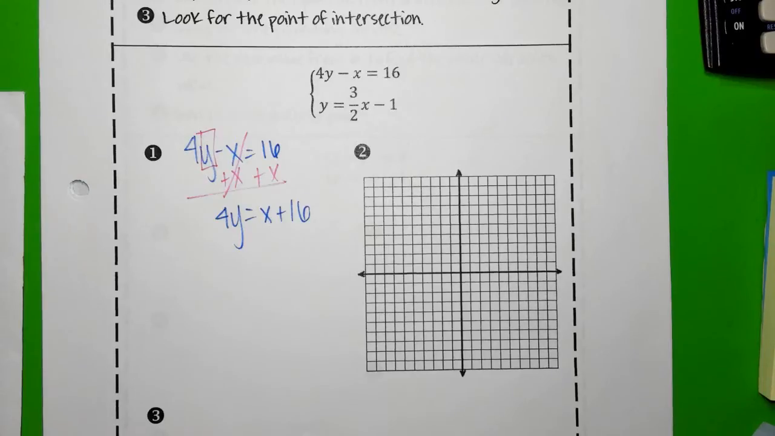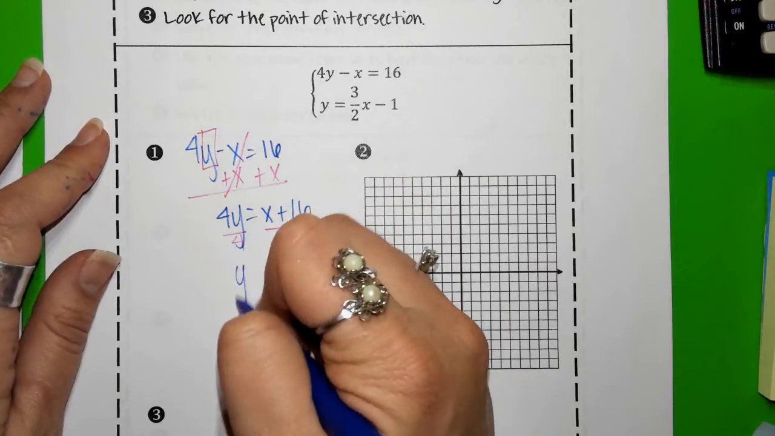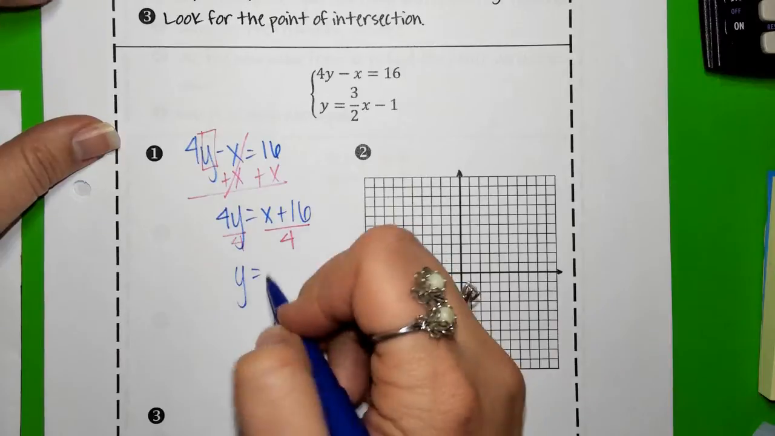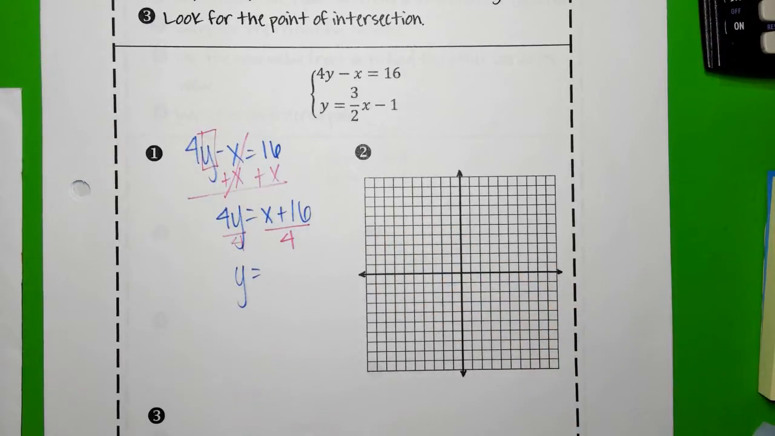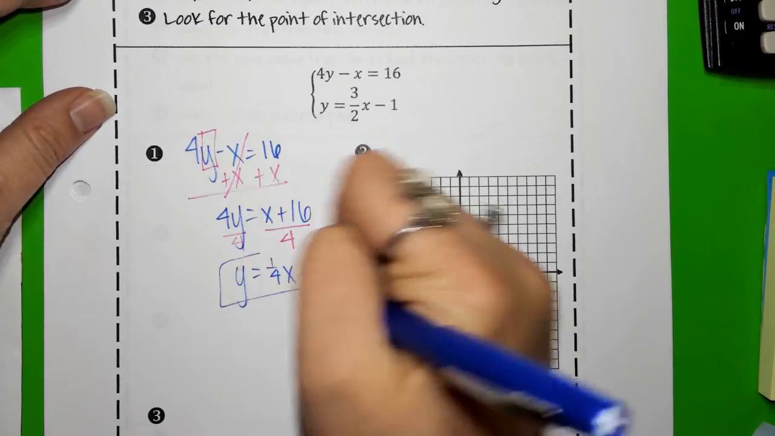All right. Who can tell me what we do next and the final equation? Marshall? Okay, what's our final equation? Y equals 16 divided by 4. We've got to divide everything by 4. Y equals 1/4 x plus 4. Good job.